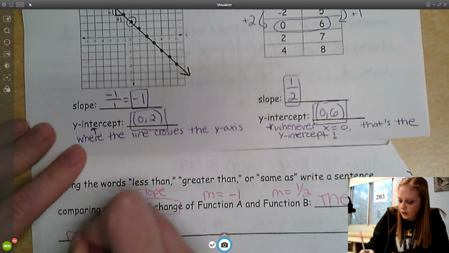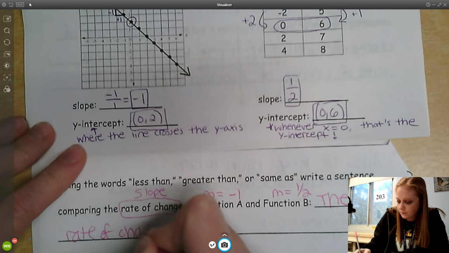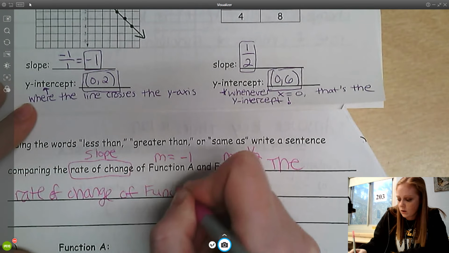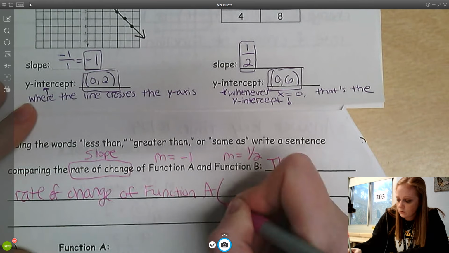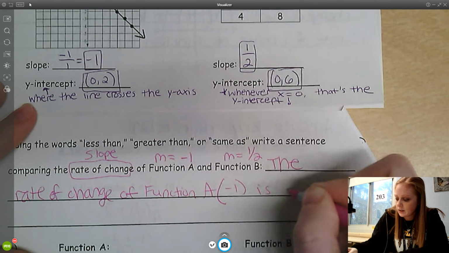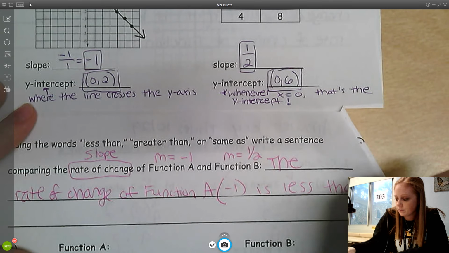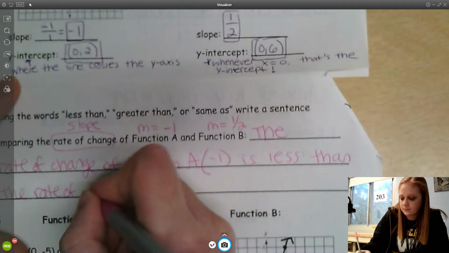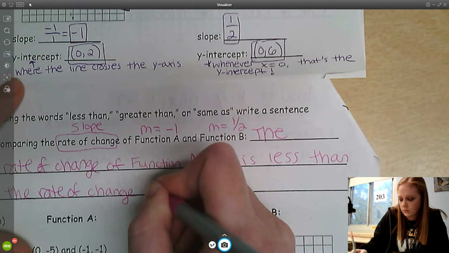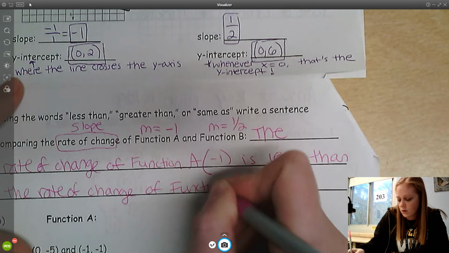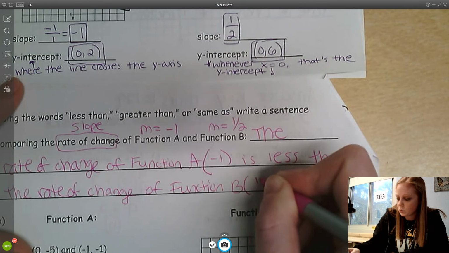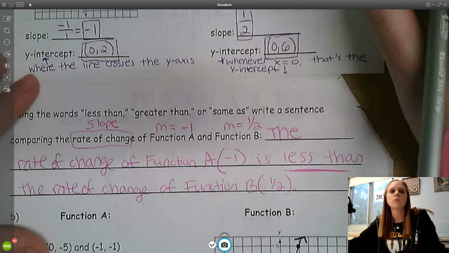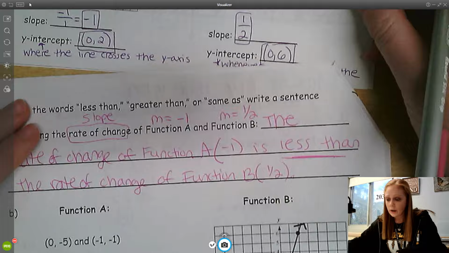So again, the rate of change of function A, which is -1, is less than the rate of change of function B, which is 1/2. Okay, so we just compared the rate of change. Just remember, rate of change is slope. Okay, let's do another one.